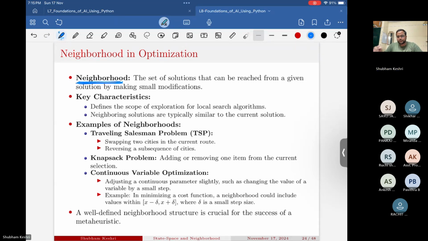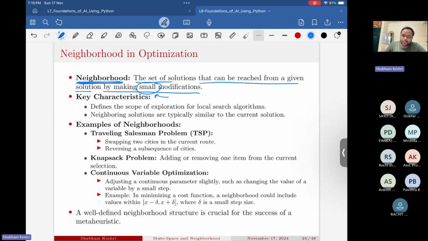Now, generally, when we say neighborhood, we mean a very small change in the solution. So we don't generally drastically change the solution. Whenever we have a very small change to a solution, only then will we say that this is a neighbor of a solution X. So it is the set of solutions that can be reached from a given solution by making a small modification.